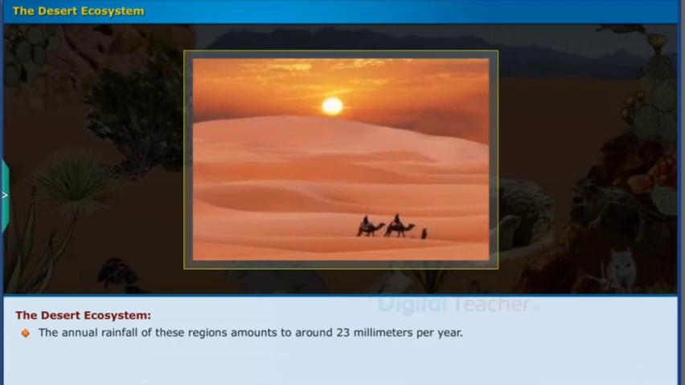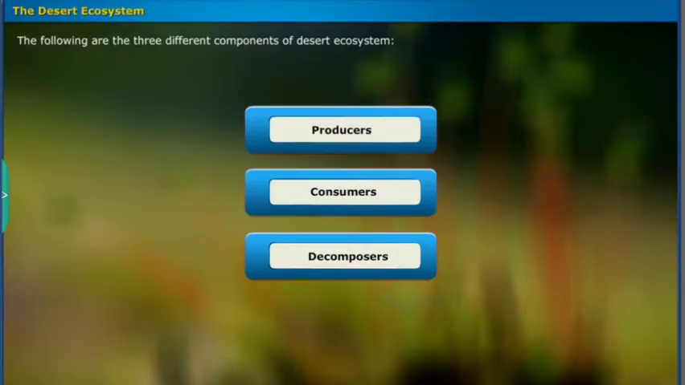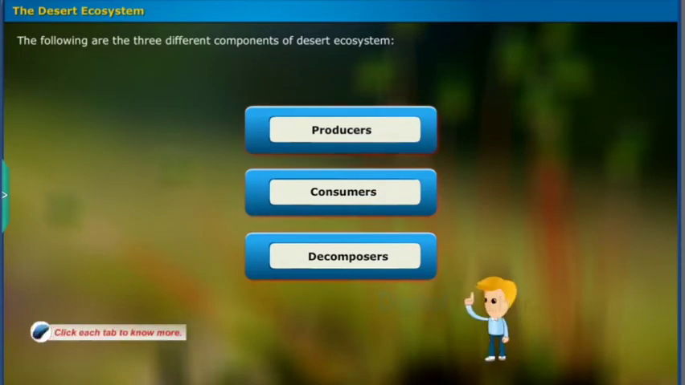Now, let us learn about the various components of desert ecosystem. The following are the three different components of desert ecosystem: producers, consumers, decomposers. Click each tab to know more.